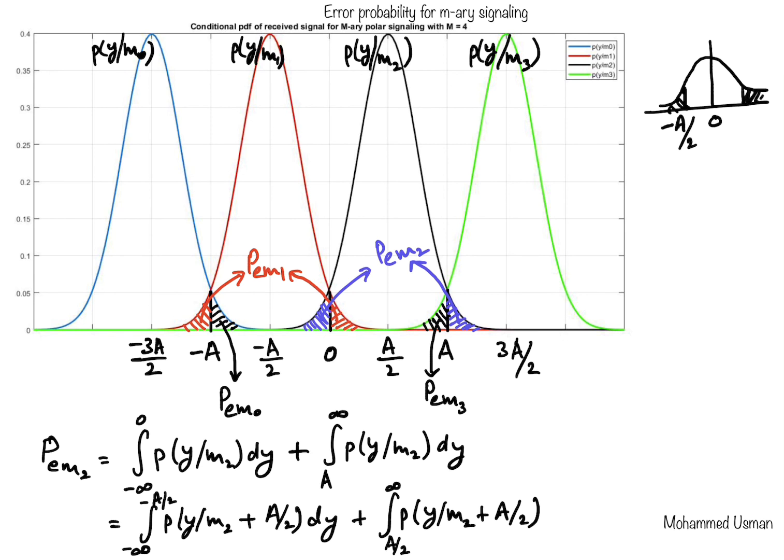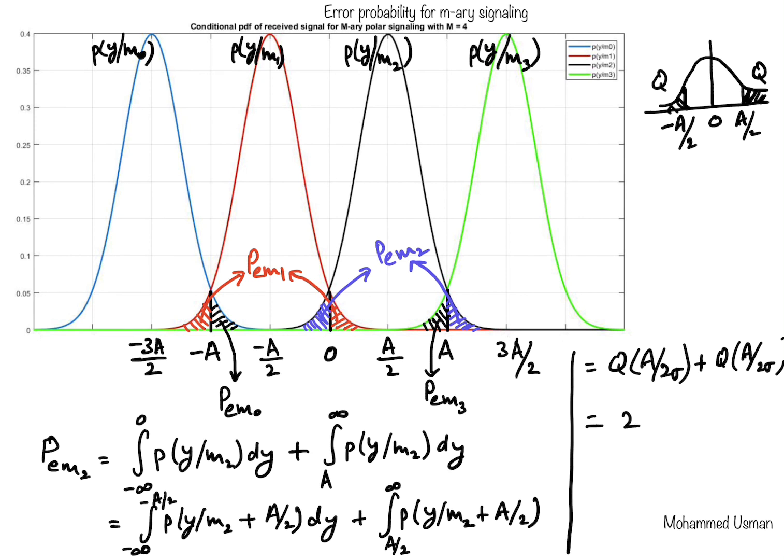So it is minus infinity to minus A by 2, and that's A by 2 to infinity. So that is a Q function, and that is another Q function. So we'll have it as simply Q of A by 2 sigma. So that's equal to Q of A by 2 sigma plus Q of A by 2 sigma. So that gives us 2 times Q of A by 2 sigma. So we now have the error probabilities for all the 4 symbols.